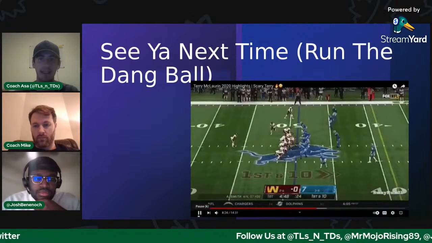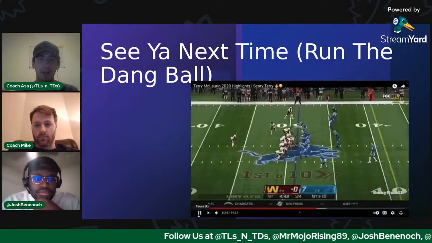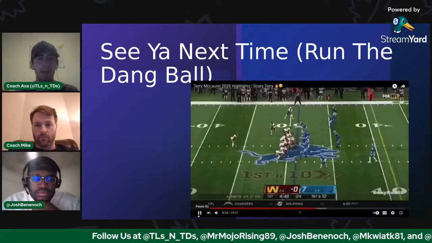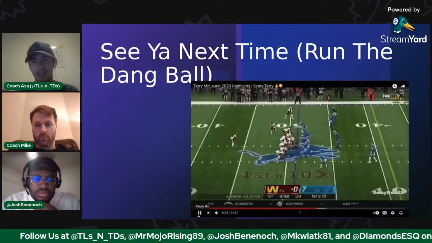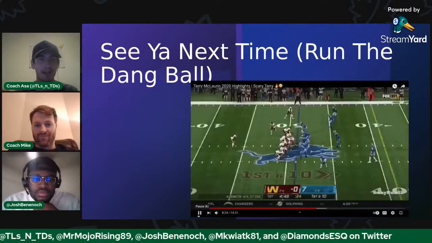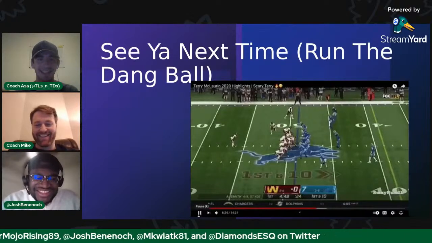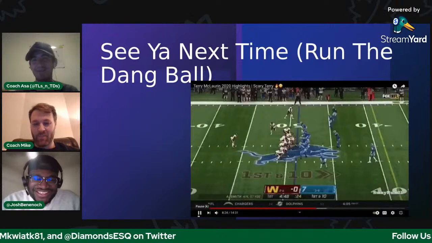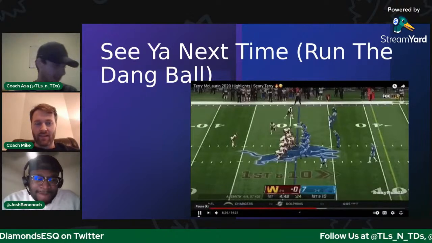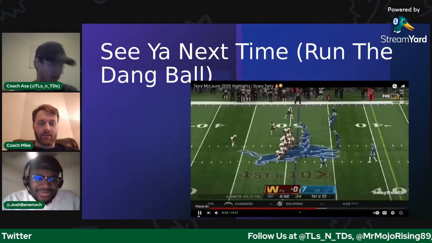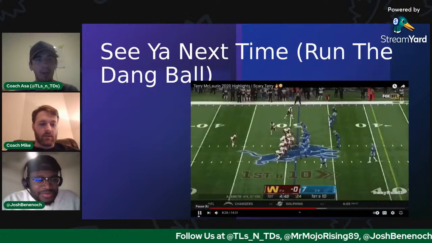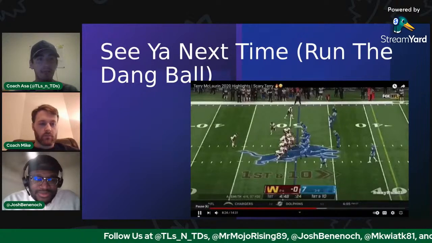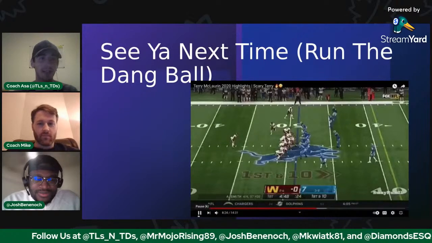This is an example of a jet sweep that went for a touchdown. You can tell because it was against the Lions, and we can't have nice things. But speaking of people who can't have nice things, Kansas is currently down by 13, which if this were football would be much more normal, but it's not.